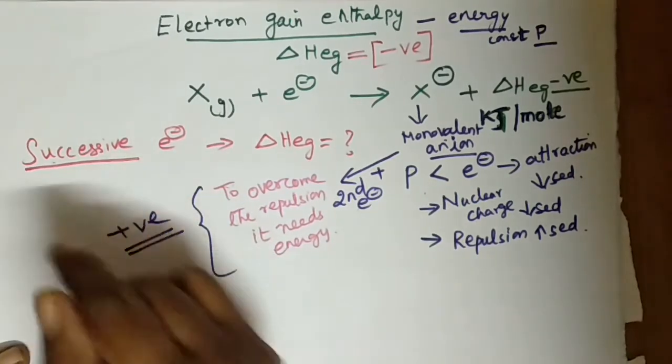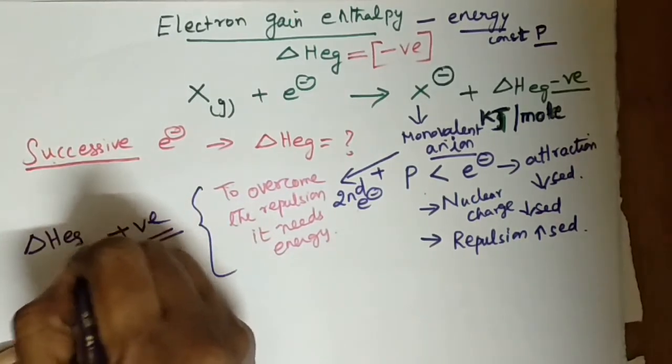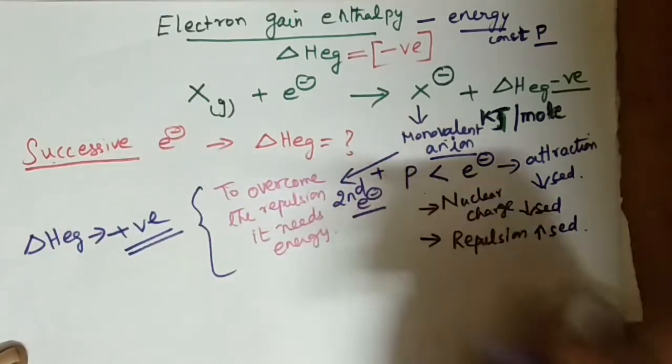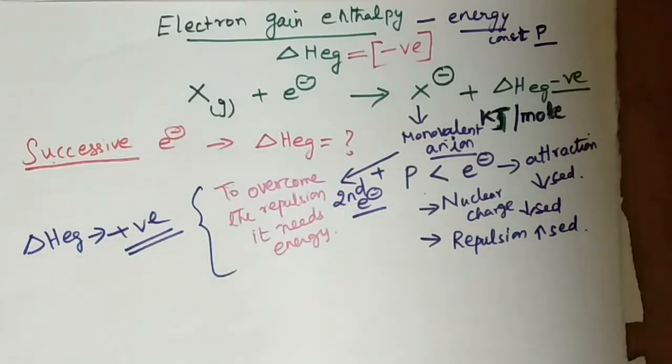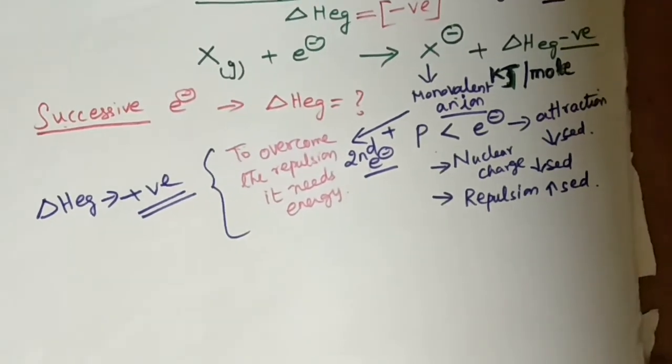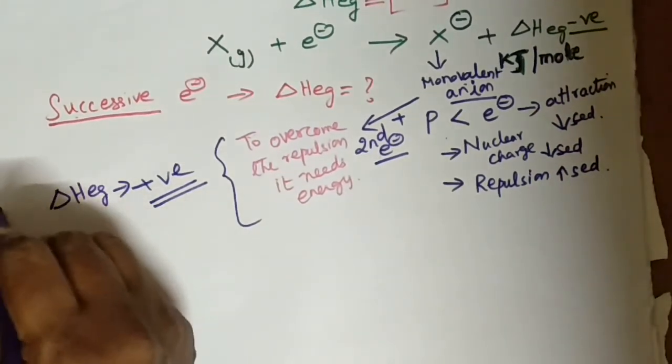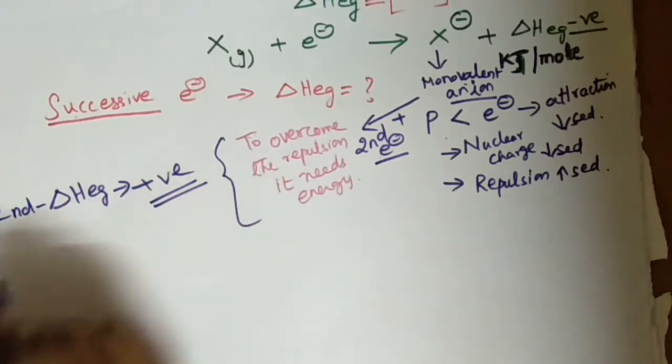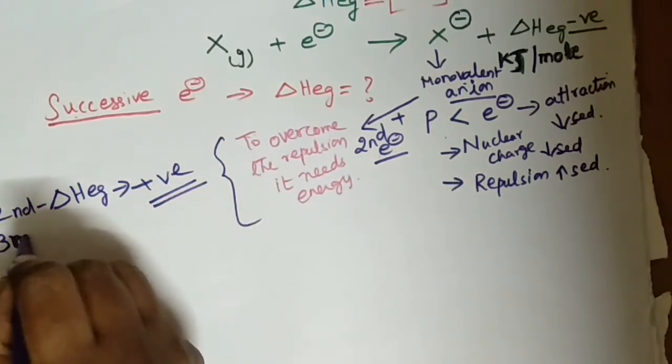Is it clear? So the delHeg value becomes positive for the second electron. And what about the third electron? Again, it would be less only. That is, it's going to be more positive. It's not going to be negative at all hereafter. Okay, is it clear? So when you go with the second electron onwards, the delHeg value becomes positive.